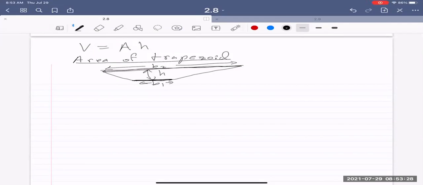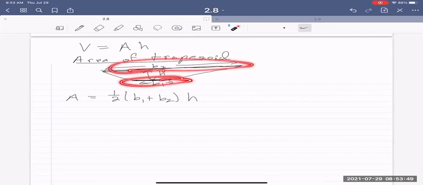So the area of a trapezoid is the average length of the base times the height. And so it's the average of these two bases times the height. And that's the area, sorry, that's the area of a trapezoid.